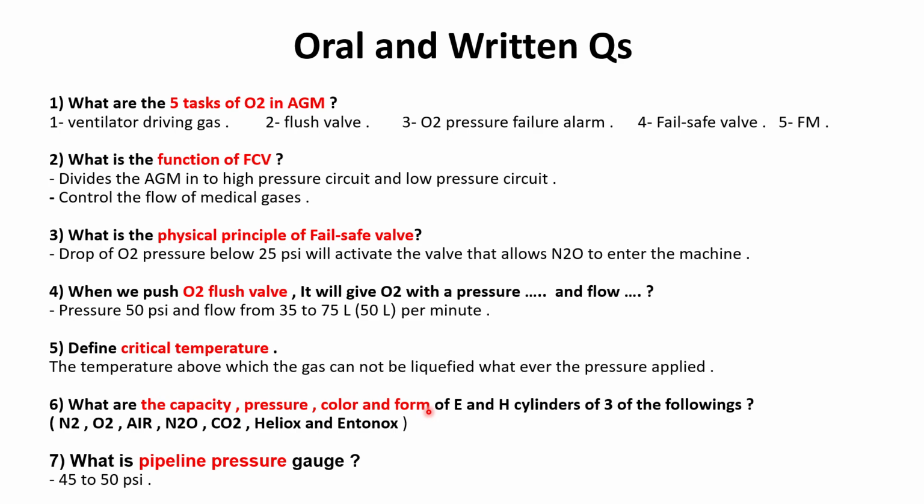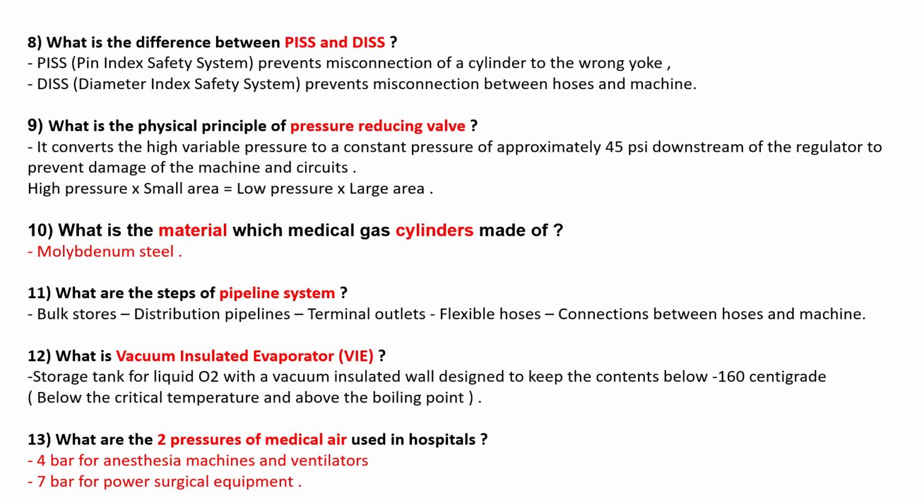What's the pressure inside the pipeline pressure gauge? 45 to 50 psi. What's the difference between BIS, the Bin Index Safety system, and the Diameter Index Safety system? BIS is for the cylinder, to prevent misconnection of a cylinder to the wrong yoke, and DISS prevents misconnection of hoses to the machine. Okay, this for the machine and BIS for the cylinder.